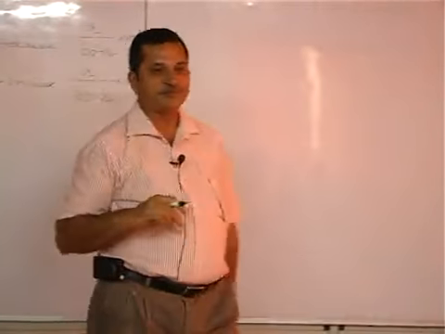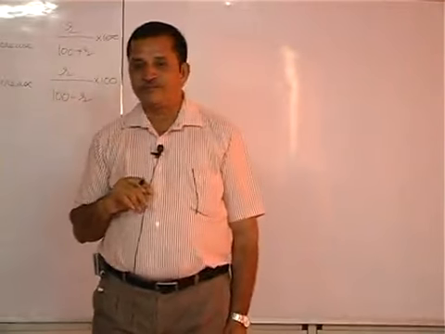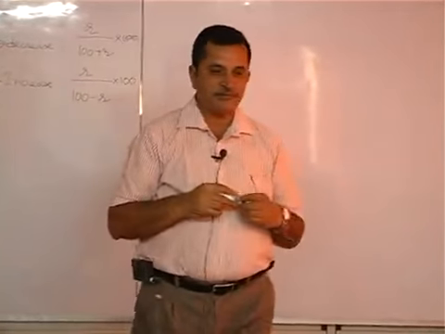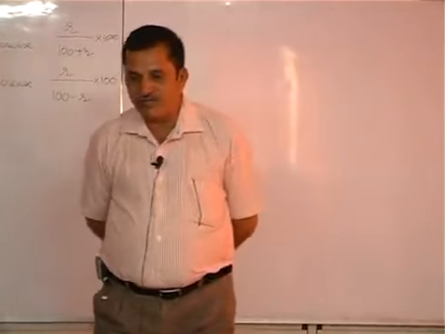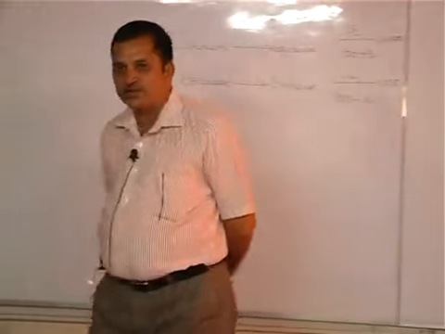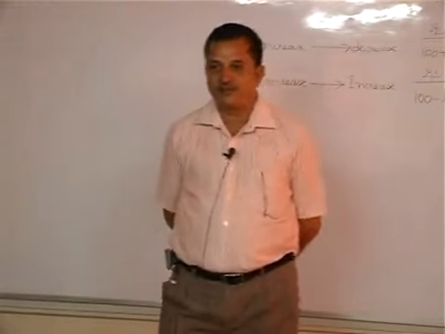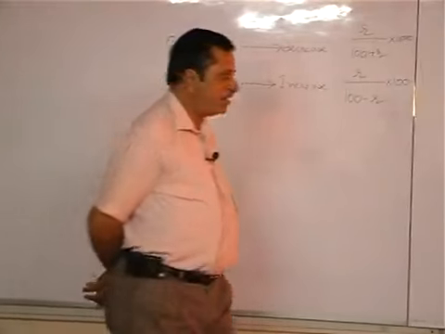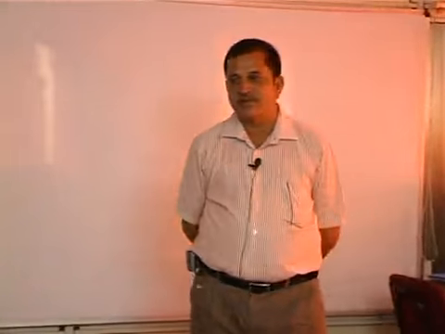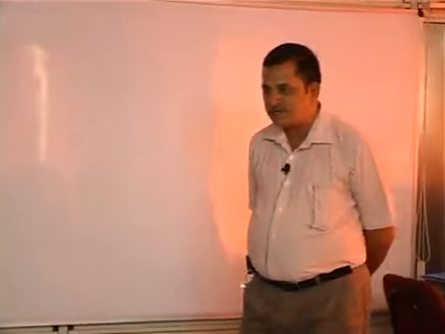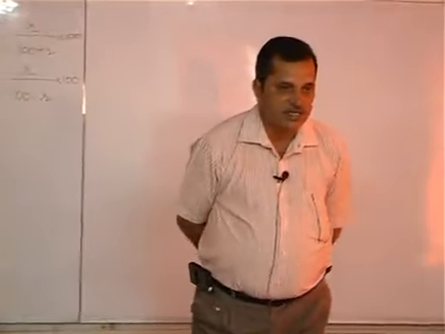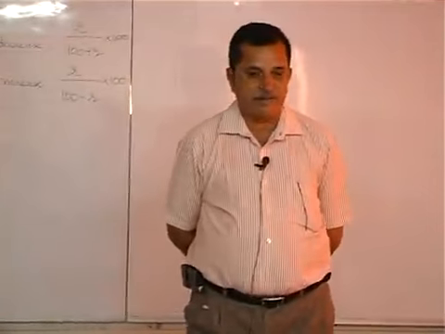Next problem. If each side of a square is increased by 50%, then what is the percentage increase in its perimeter?